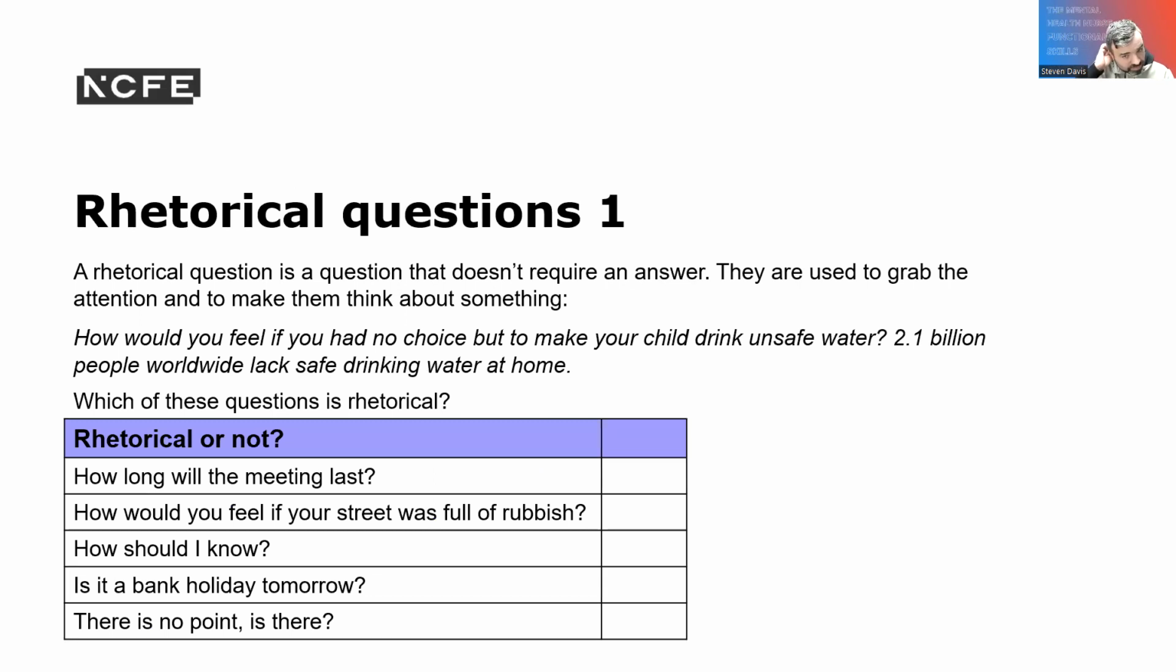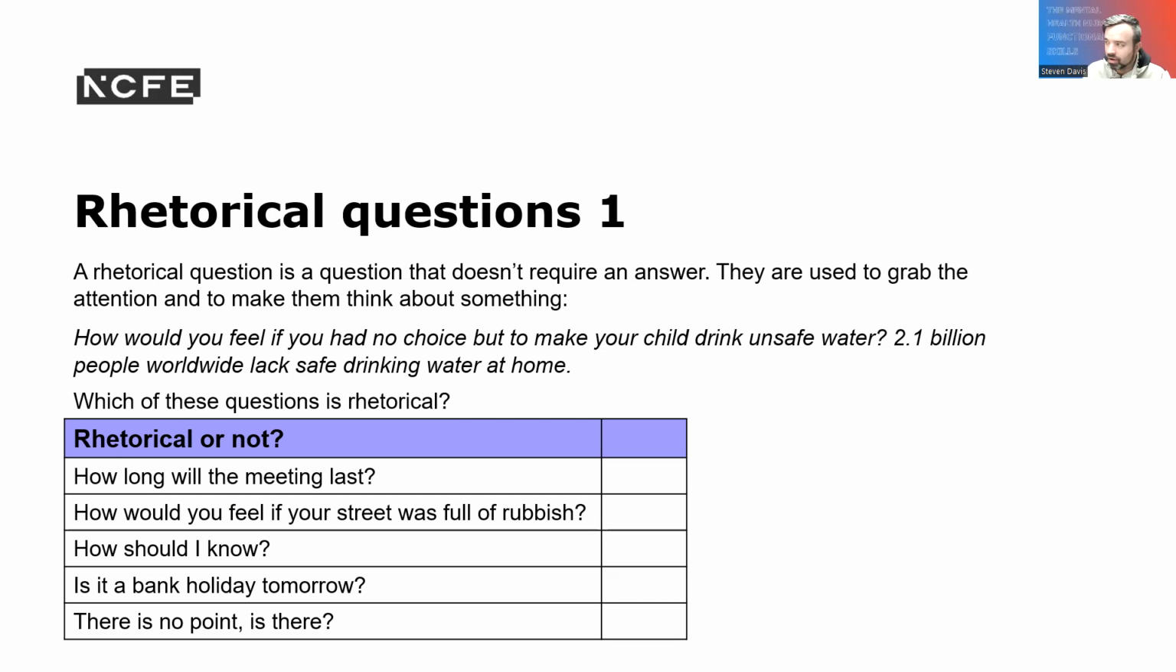A rhetorical question is a question that doesn't require an answer. Sorry, I'm saying it wrong. A rhetorical question is a question that doesn't require an answer. They are used to grab the attention, to make them think about something. How would you feel if you had no choice but to make your child drink unsafe water? 2.1 billion people worldwide lack safe water at home.